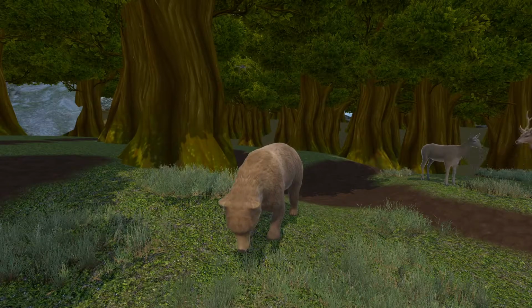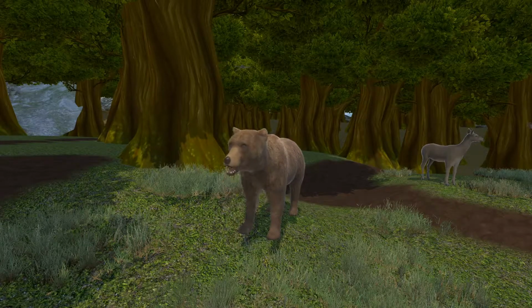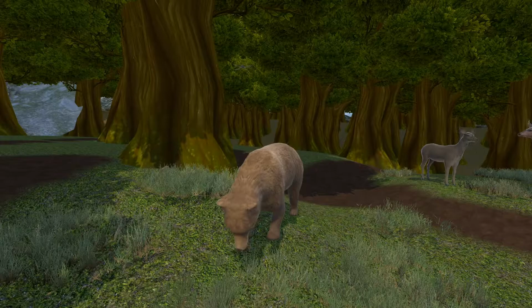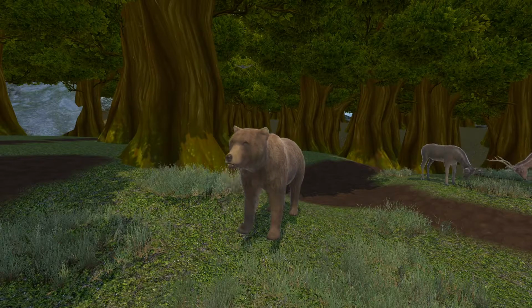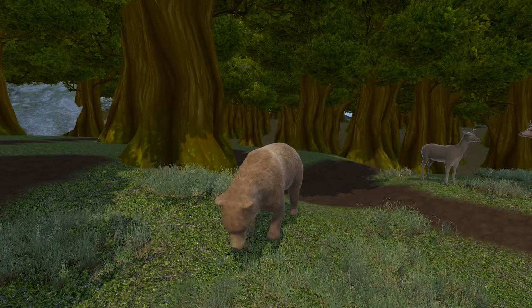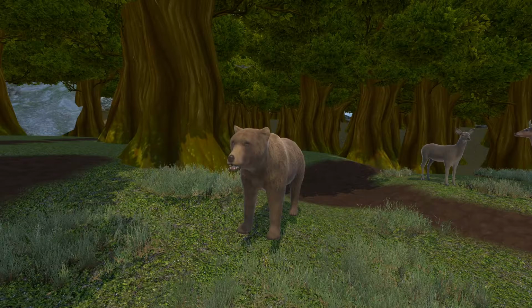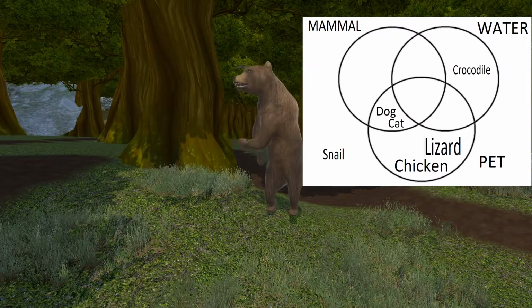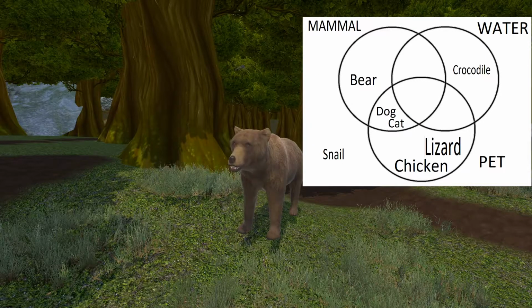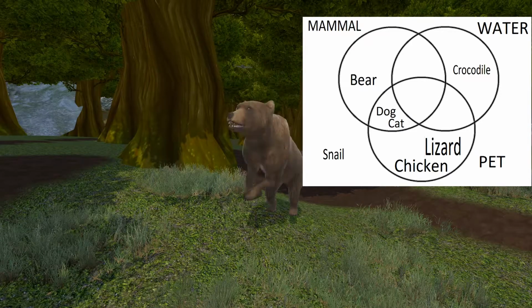Well, here we have a bear. I certainly don't keep bears around my house, so it's not going to go in the pet circle. Bears are a mammal, but they don't live in water. So let's put the bear in the mammals circle, but just in the mammal circle, not in any other ones. Let's pop it there now.